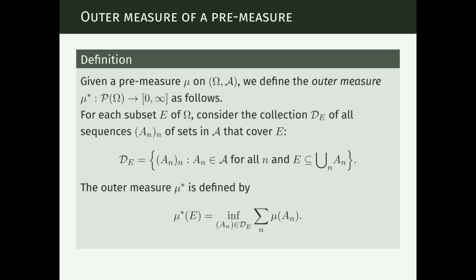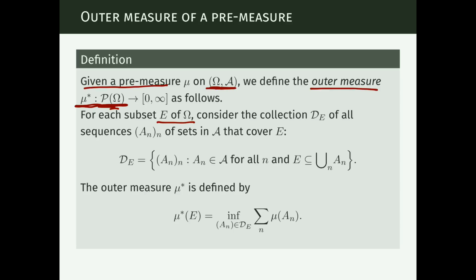Let's take a deep breath. Here comes the definition of the outer measure. Okay? We're going to define the outer measure as follows. We have a pre-measure on an algebra of subsets of a sample space, and then we define the outer measure, which I denote by mu star, and the outer measure is defined for every subset of the sample space. And it's defined as follows.